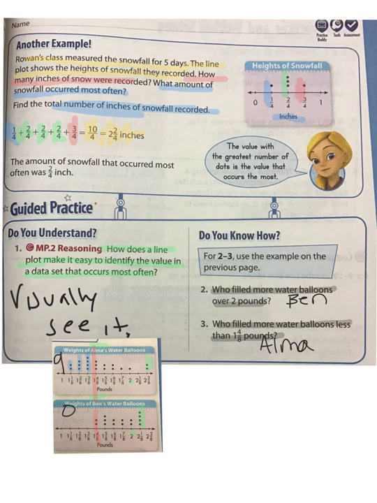So just use the line plots to help you answer the questions. Sometimes you're going to need to add and subtract. Sometimes you're going to need to multiply. Just figure out what it's trying to ask you. You are going to do the rest of the problems on page 605. There's only 2 problems by reading that line plot. And then come see me.